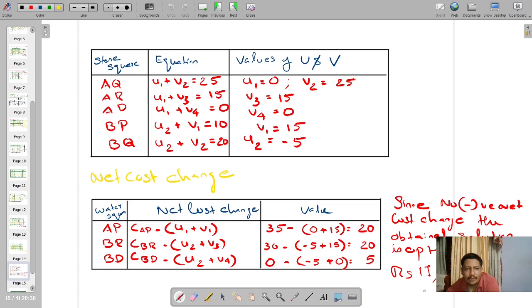So this is how we solve a problem which is unbalanced in nature. Unbalanced problems are solved by adding a dummy row or dummy column, whichever is appropriately needed in the problem, and then solving. So I will stop here. We will see in the next class.